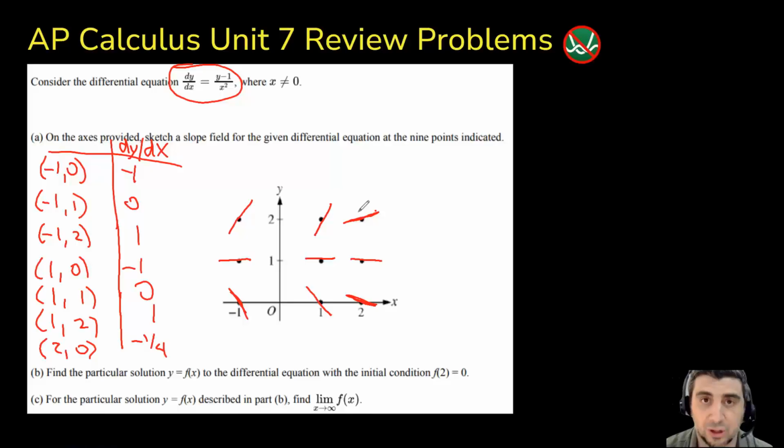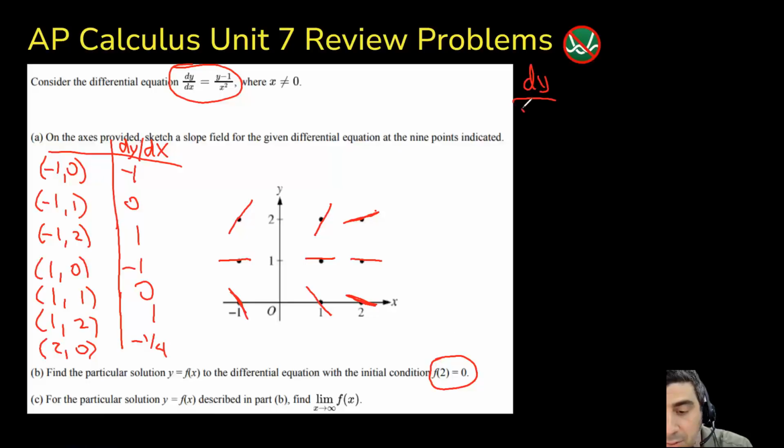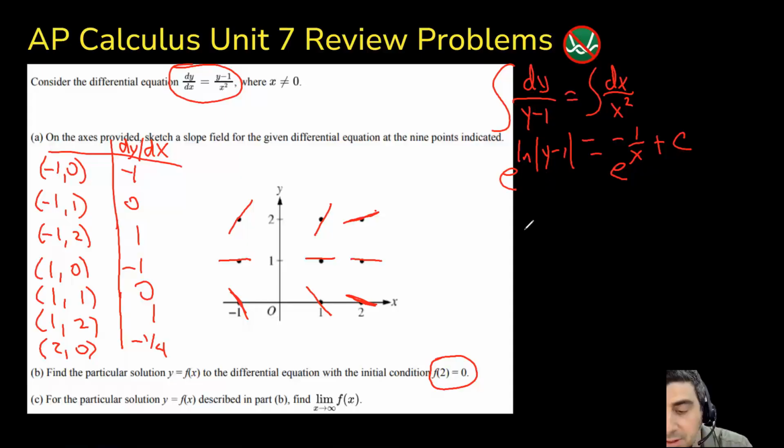Also, we need to find the particular solution to this differential equation with the initial condition f of 2 equals 0. This notation here implies that you're going to solve the separable differential equation all the way to y. So first thing we're going to do is separate. So you would have dy over y minus 1 equals dx over x squared. Integrate both sides. So this would be natural log absolute value of y minus 1 equals -1 over x plus c.